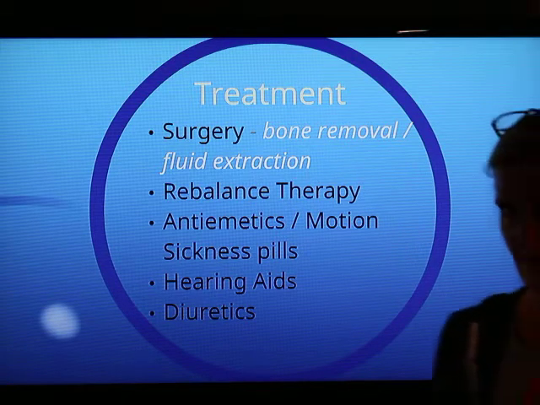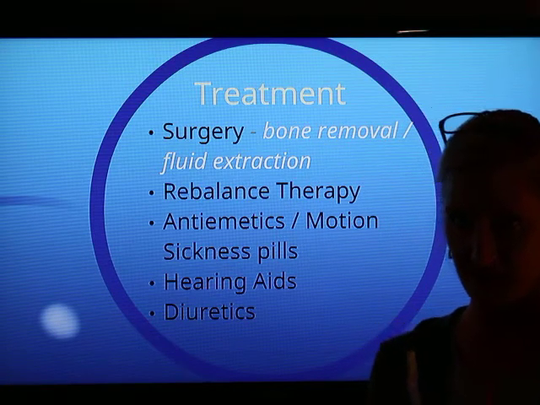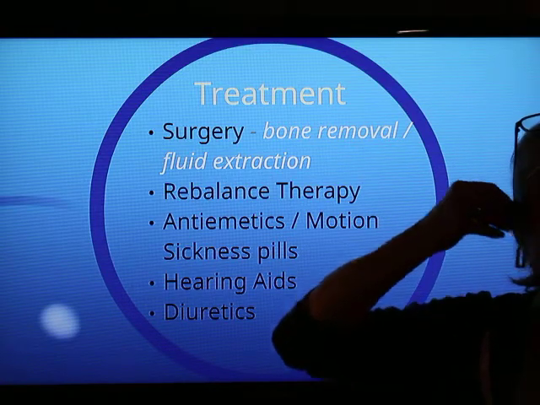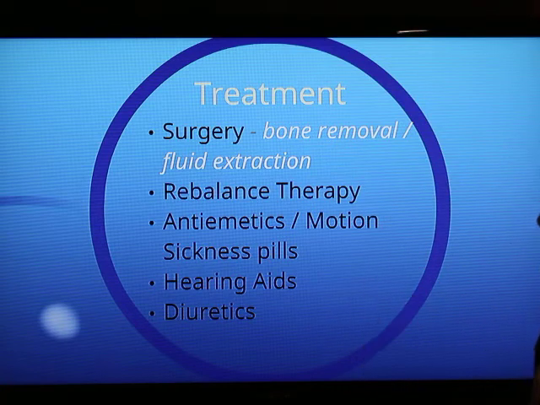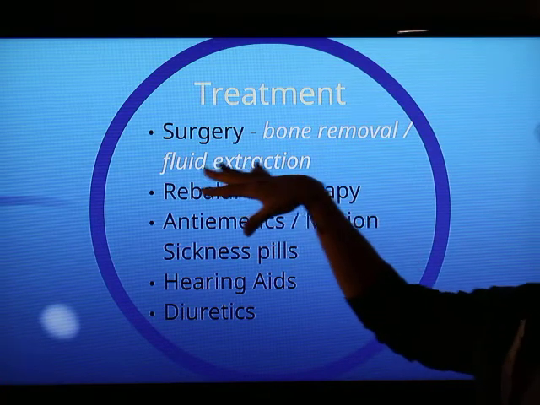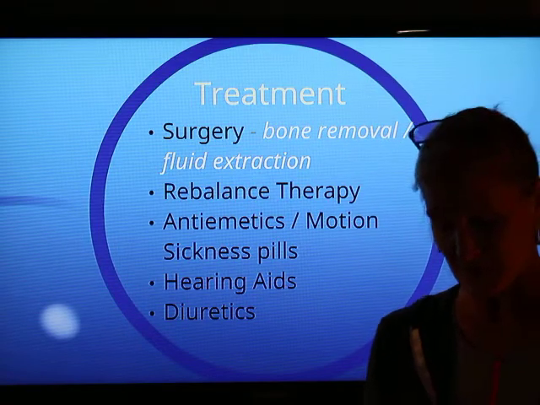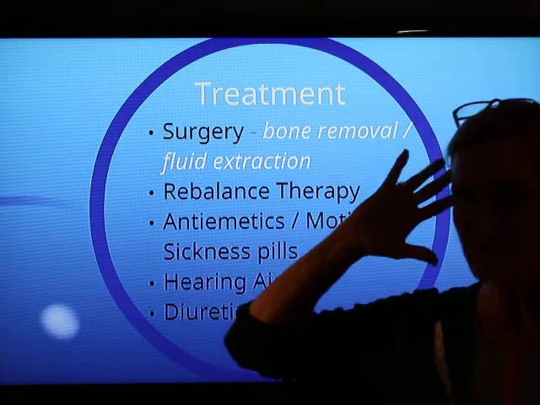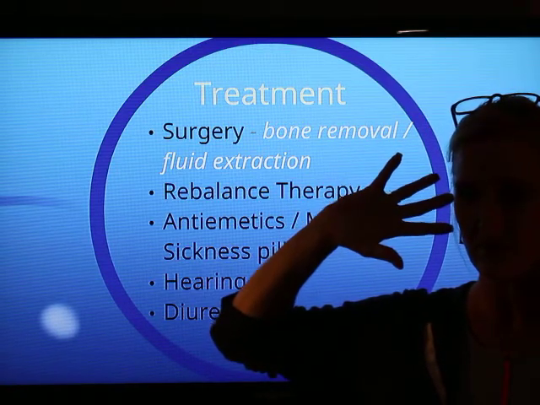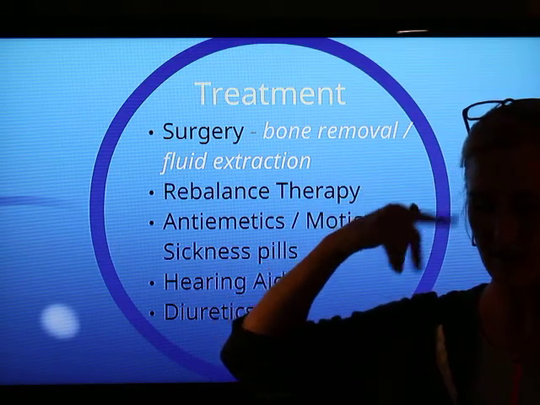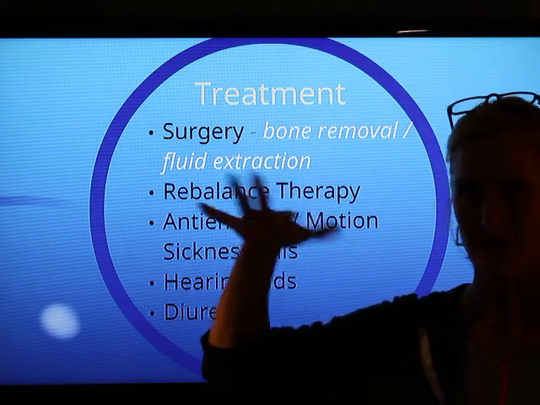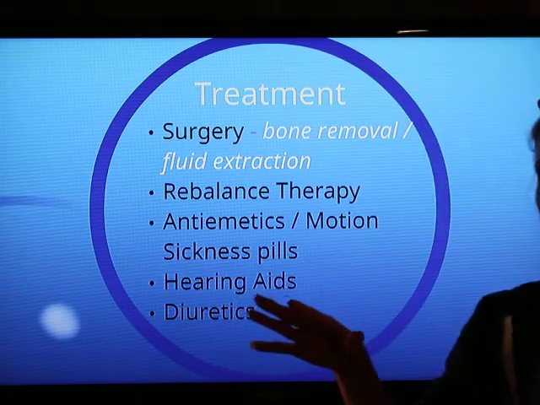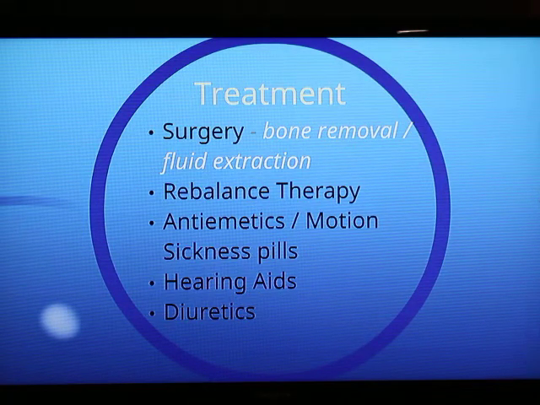They can sometimes go in and do surgery to fix it, and that's usually if they've tried everything else. Sometimes they'll just remove those bones. Sometimes they'll have to extract fluid out of the canals. There is this thing called rebalance therapy. It's like physical therapy, teaching somebody to rebalance themselves, despite the fact that the cochlea and the semicircular canals are out of whack. So they work with a physical therapist who's trained in this to try to prevent falling and help them rebalance.